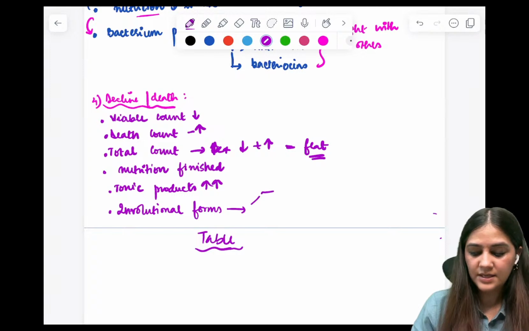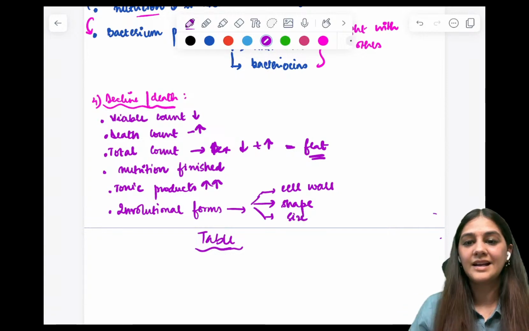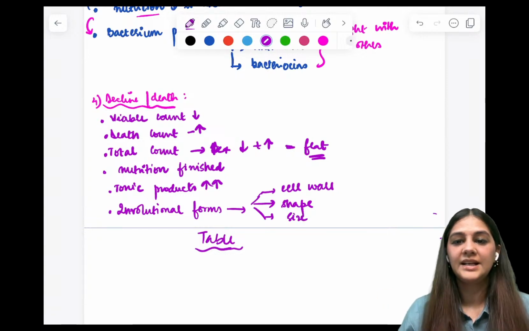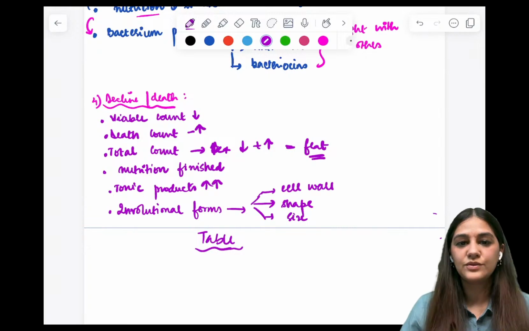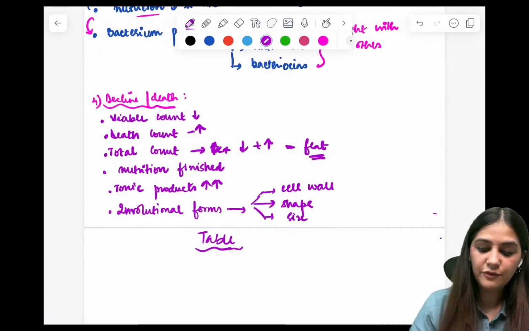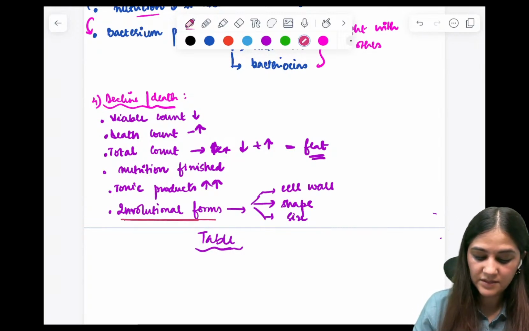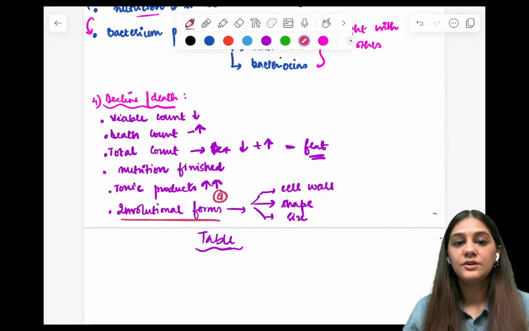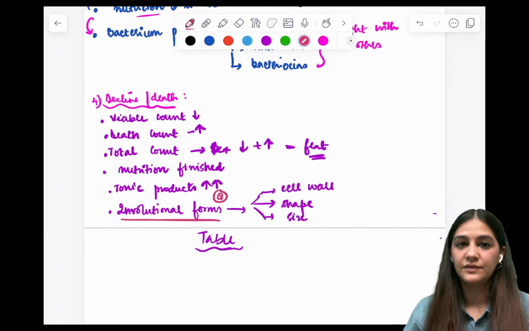So what are those involutional forms? Either they will lose their cell wall, or they will start changing their shape, or they will start changing their size, still trying to survive. Even at the decline phase, some bacteria are still trying to survive. That is why involutional forms are seen in this phase. So it is very, very important to remember: in which phase are involutional forms seen? It's in the decline or the death phase.